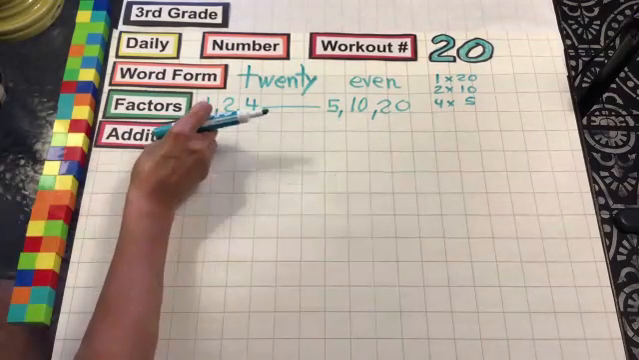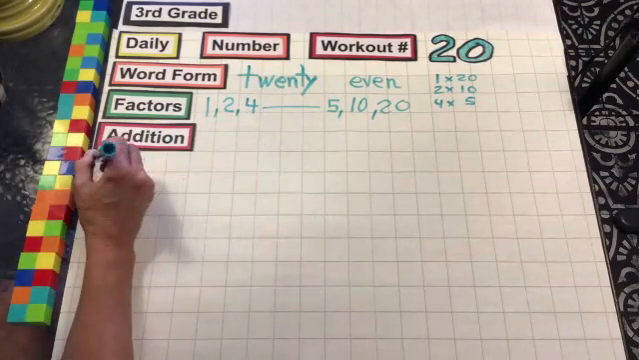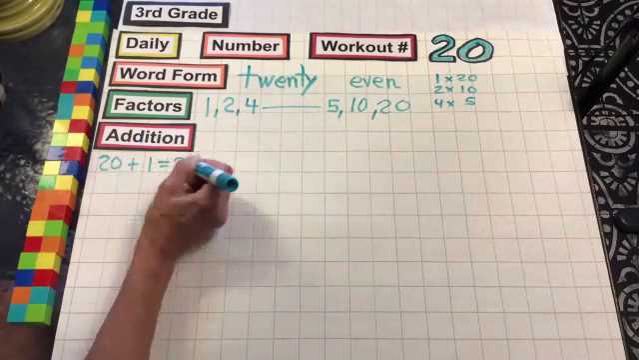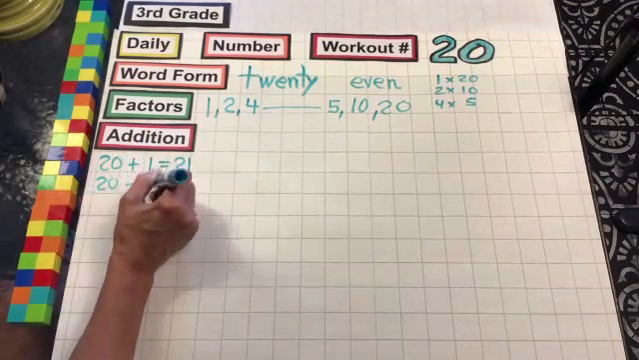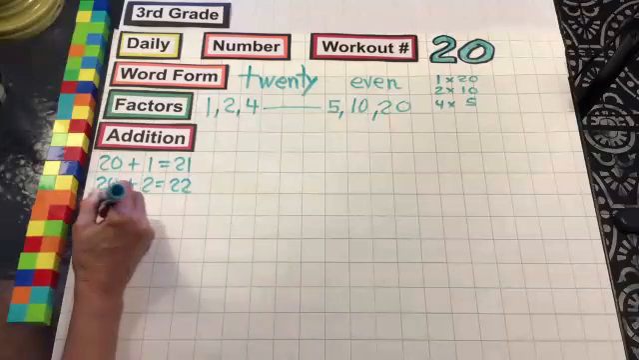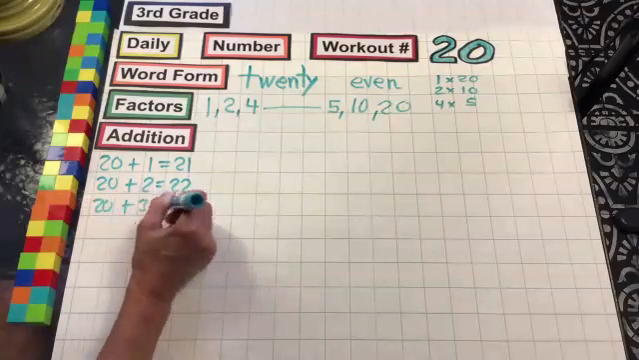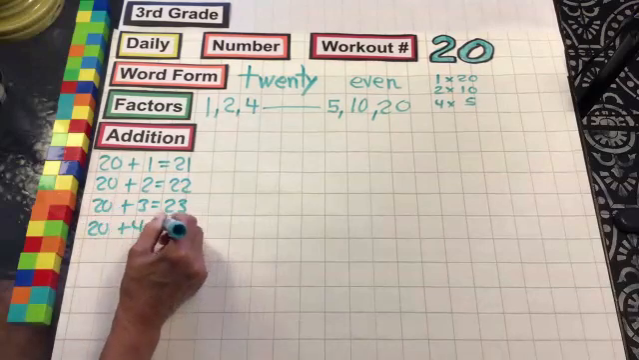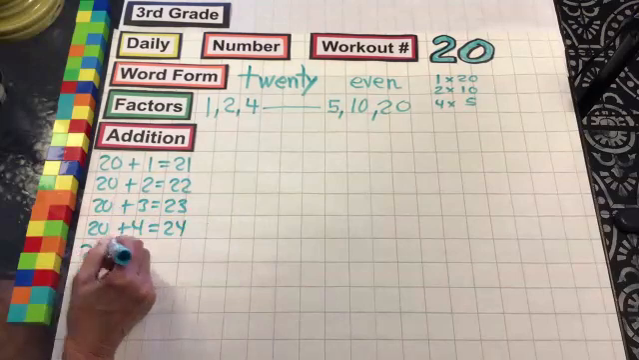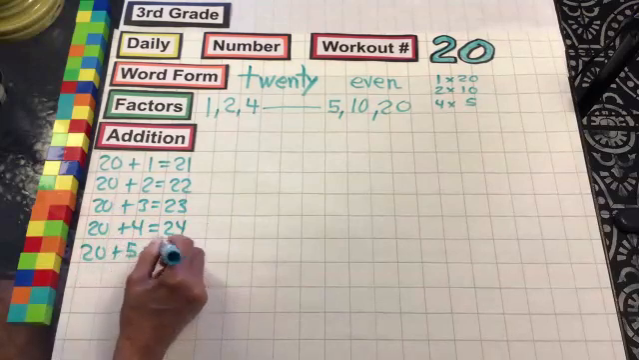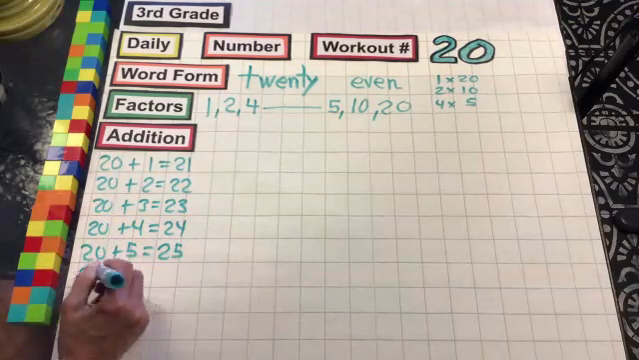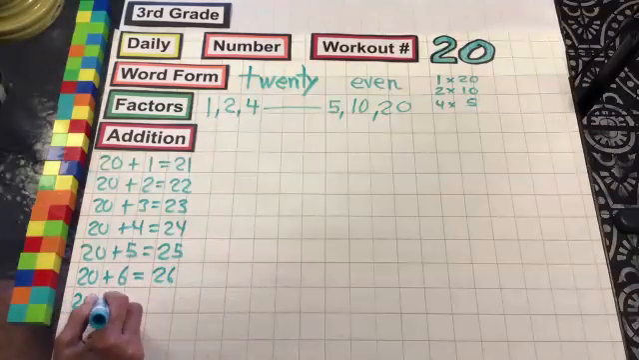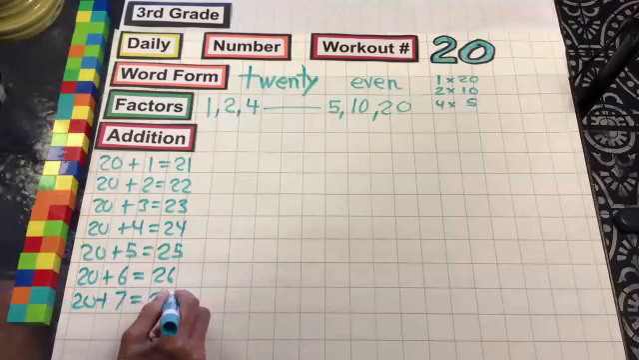All right, let's go on to addition. And this should be pretty simple. 20 plus 1 equals 21. 20 plus 2 equals 22. 20 plus 3 equals 23. 20 plus 4 equals 24. 20 plus 5 equals 25. 20 plus 6 equals 26. 20 plus 7 equals 27.